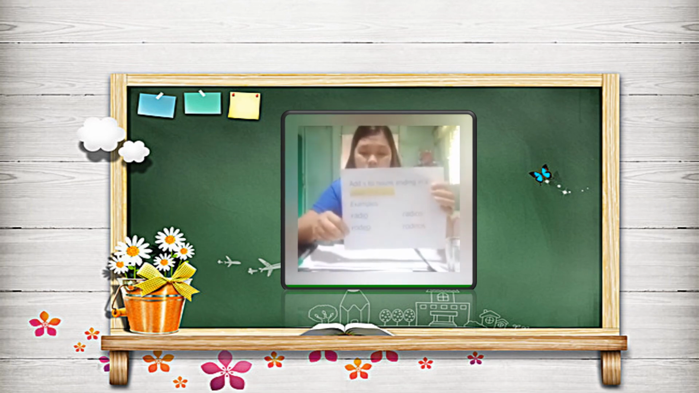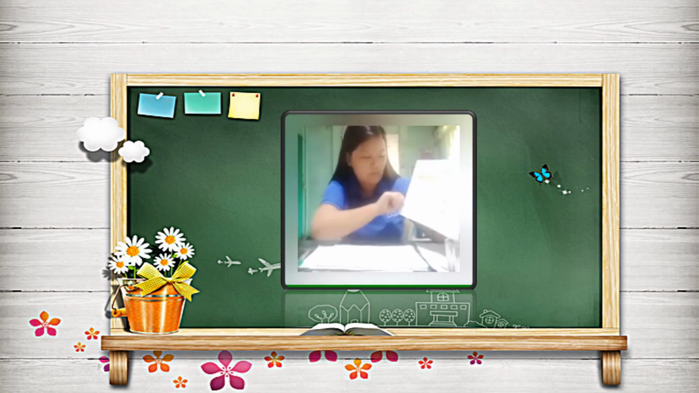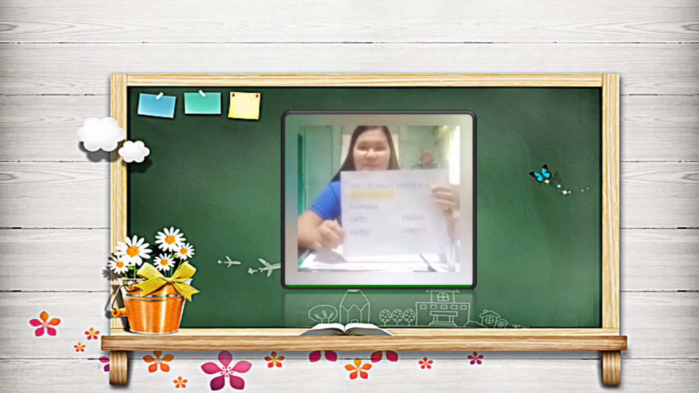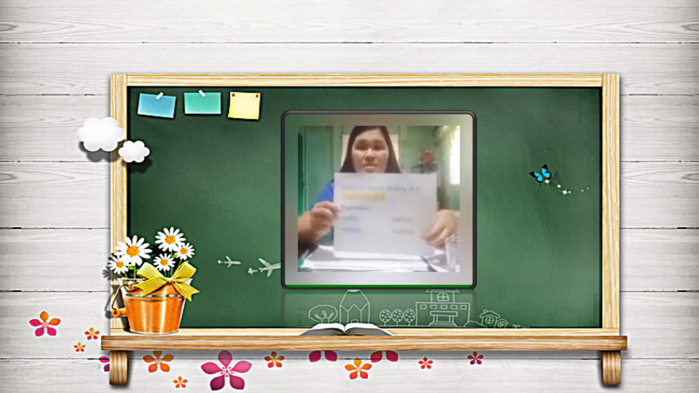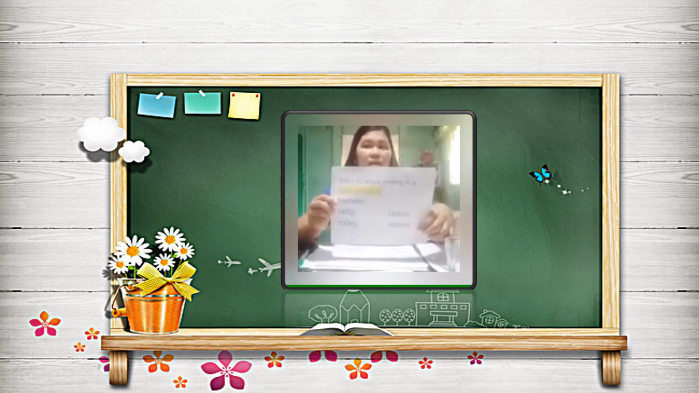Another example. We have here rodeo. Okay. So it ends with E, which is a vowel, and an O. So you add S to form its plural.